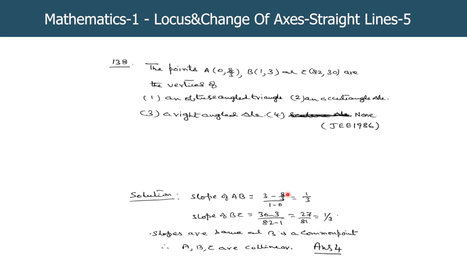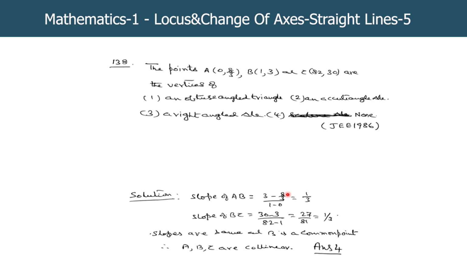The points A (0, 8 by 3), B (1, 3) and C (82, 30) are the vertices of: 1. An obtuse angled triangle, 2. An acute angled triangle, 3. A right angled triangle, and 4. None of the three. It is asked in 1986.